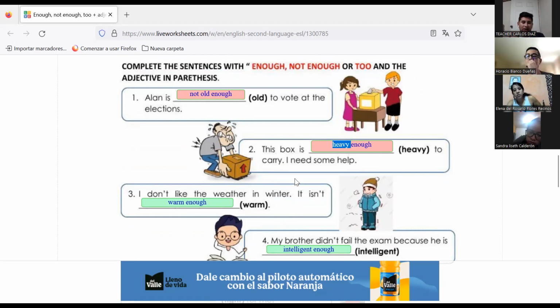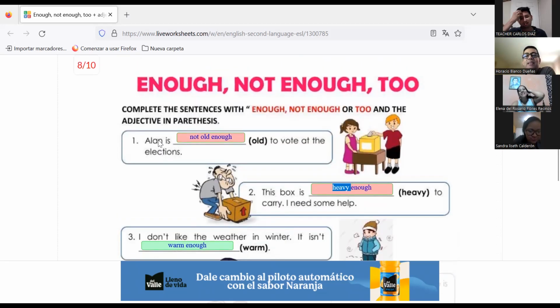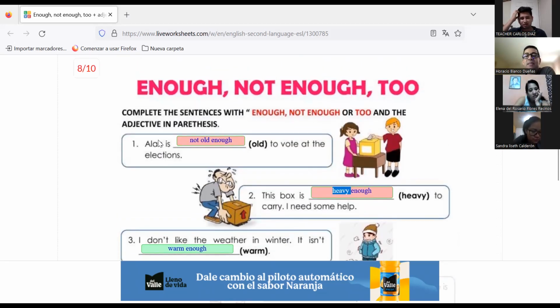Alan is not all enough to vote at the election. Is correct. Okay. No tiene 18 años de niño, ¿verdad? Porque podría ser Alan is all enough, porque es muy chiquito para votar. No es lo suficiente. All enough.